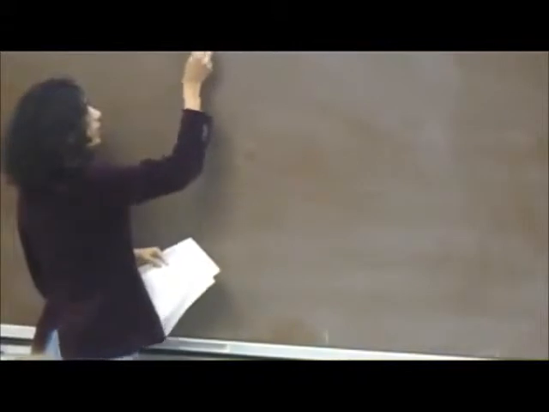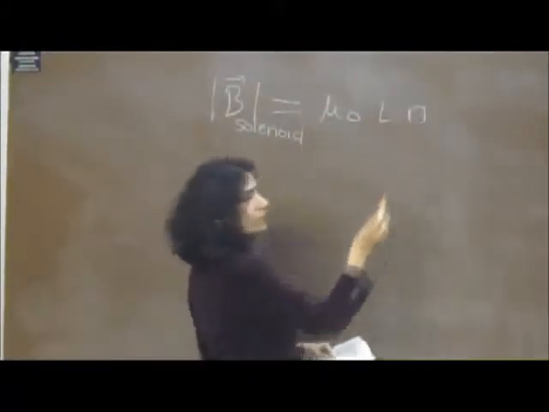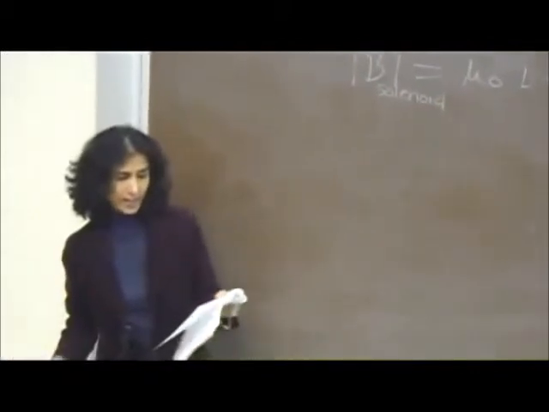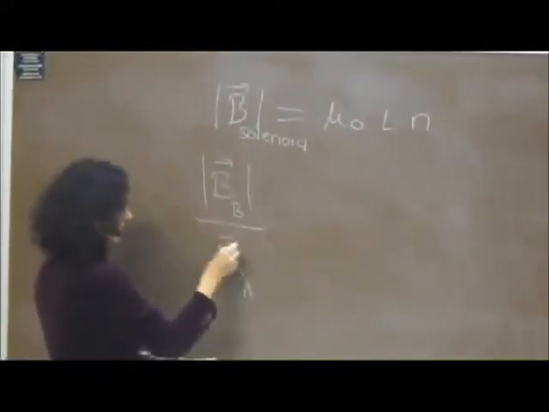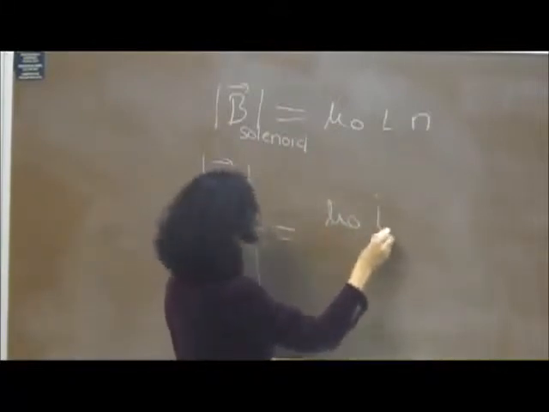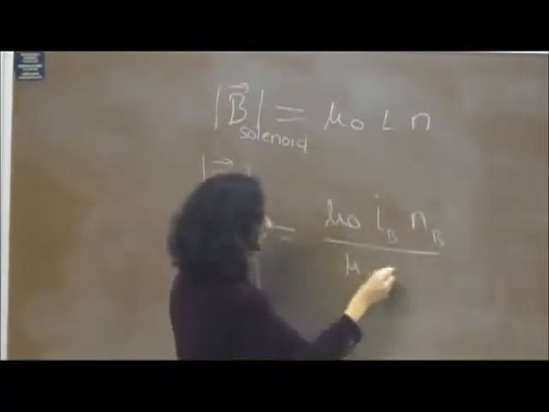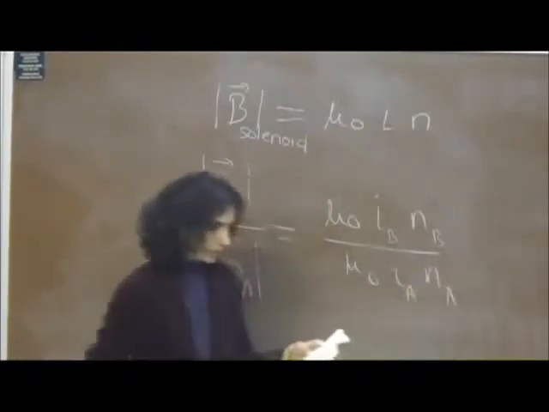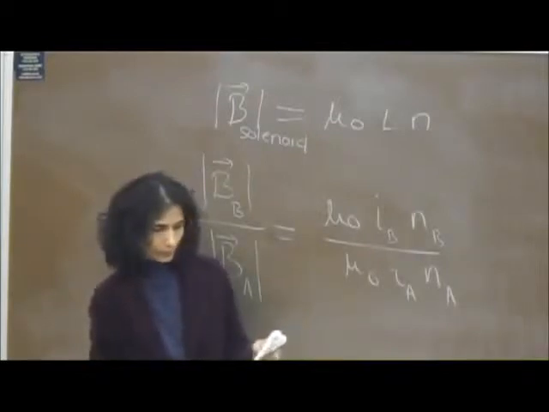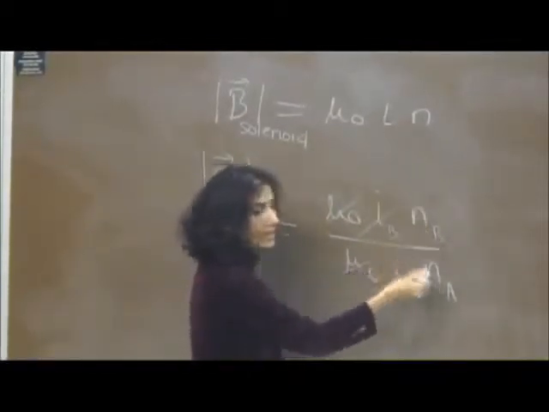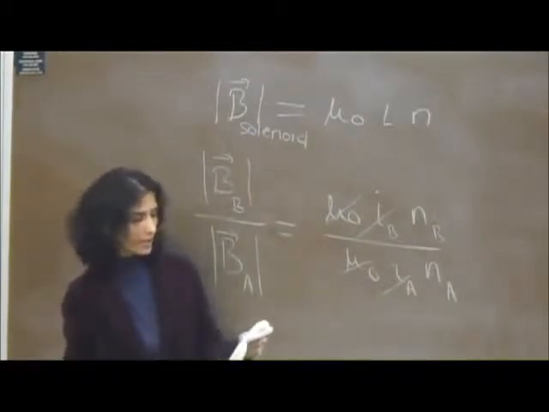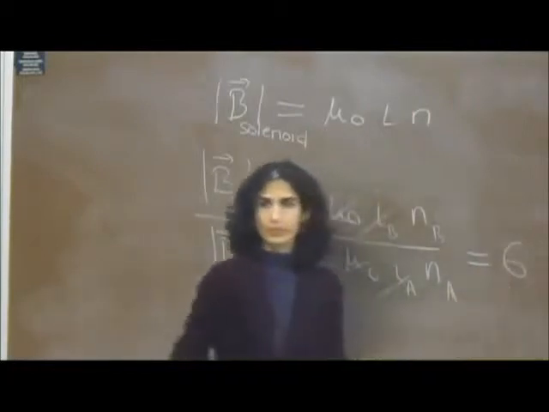right? So B of a solenoid has a magnitude which is mu zero I times the number of turns per unit length. And so in this particular case, the ratio of magnetic field B sub B divided by B sub solenoid A will be equal to mu zero I sub B N sub B divided by mu zero I sub A N sub A. What you're told is that they have the same current through them. The only thing that is different here is the ratio of the N's. And so you can see that the answer should only depend upon that ratio, and that turns out to be 6. Right? Radius doesn't matter.